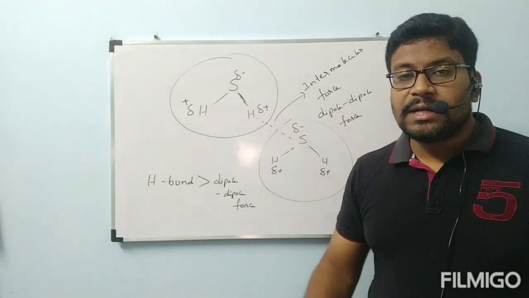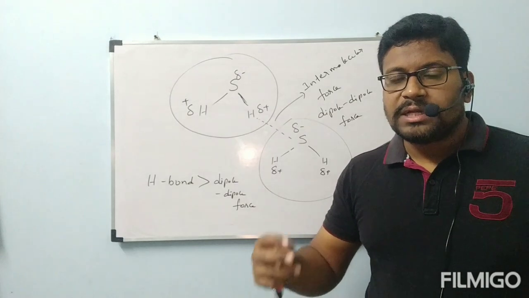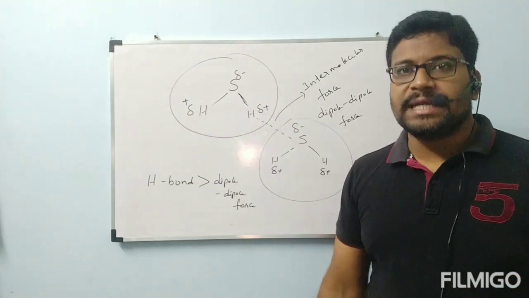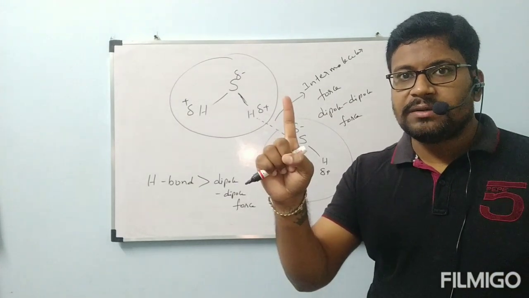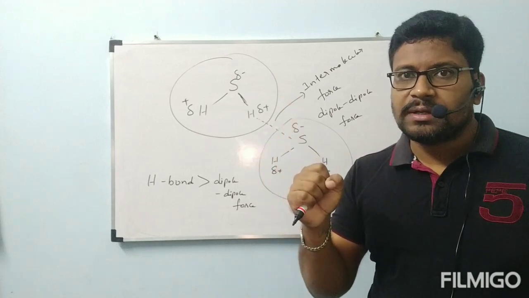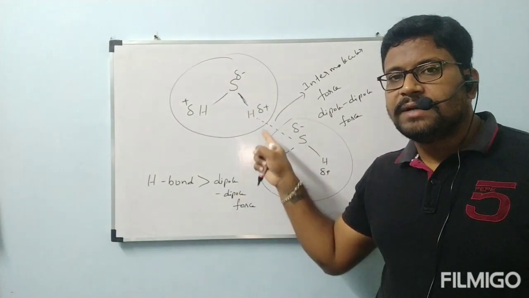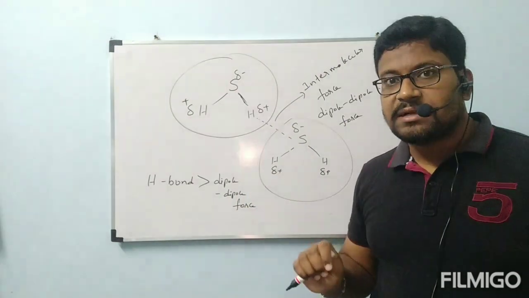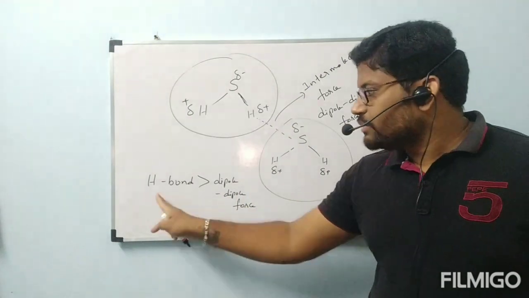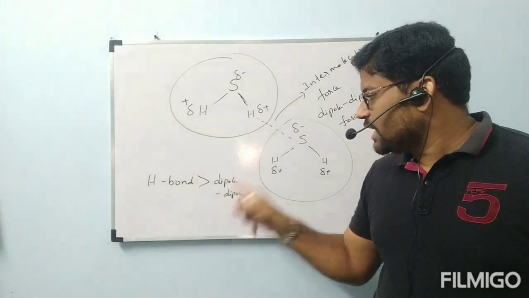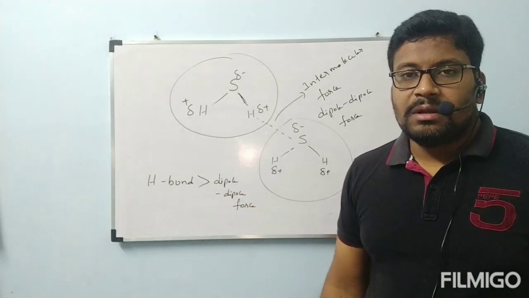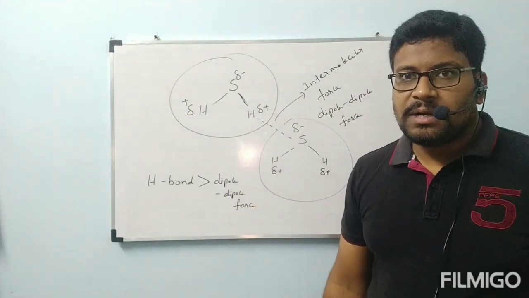When electronegativity decreases, that force strength also decreases. Oxygen is highly electronegative, so it will attract the hydrogen strongly. Sulfur is less electronegative, so it will attract the hydrogen weakly. Because of that, hydrogen bond is stronger than dipole-dipole force.